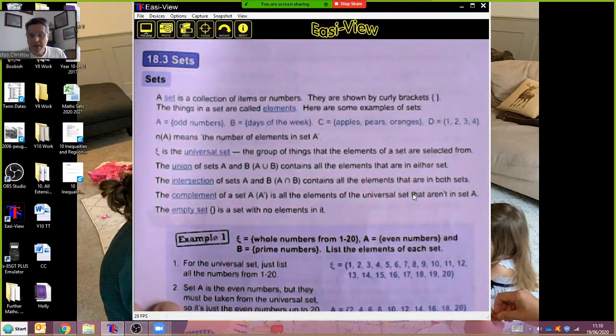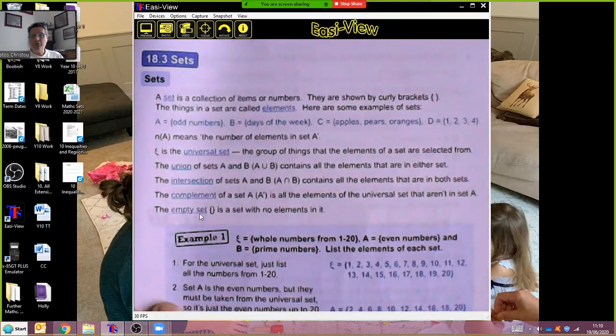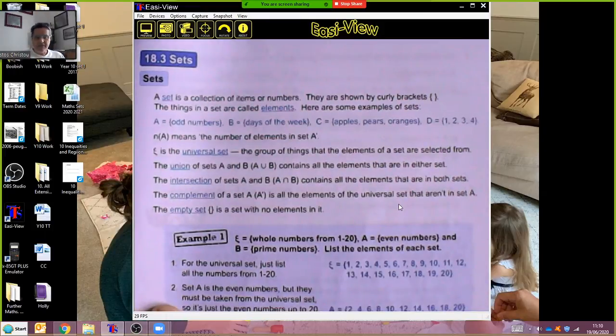We've not come across an empty set before. That could be a set that contains no numbers in it whatsoever. For example, if I gave you a set of numbers from 1 to 10 inclusive, I said that's the universal set, and I said to you, now list for me all the multiples of 7 greater than 7. Well, the next multiple greater than 7 is 14, but that's outside of the given universe, so that will be an empty set. It doesn't exist. And then they give an example there.